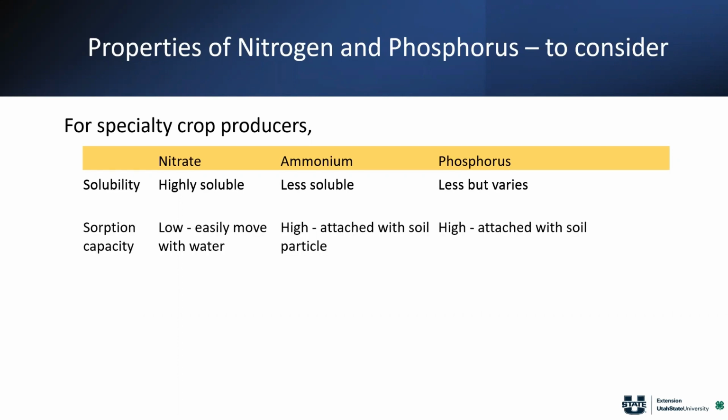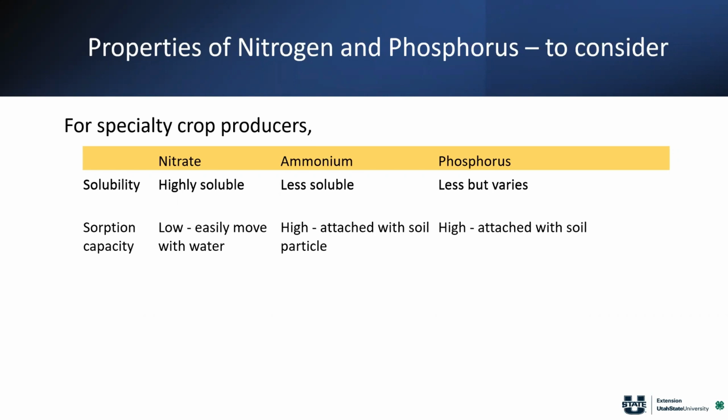We look at the sorption capacity. Now, this sorption capacity is the ability of those compounds to attach to the soil particles or organic particles that we have in the substrate. Nitrate has very low sorption capacity, so it doesn't bind with the compound, it just moves freely with the water. So again, the probability of leaching with the water increases.